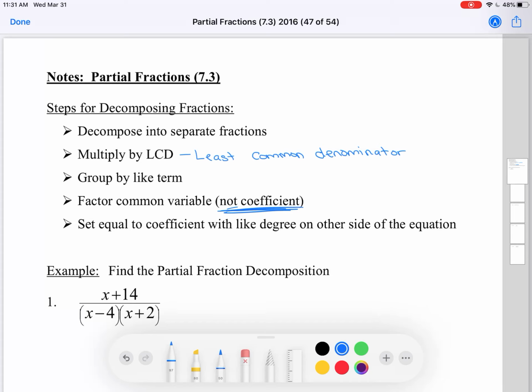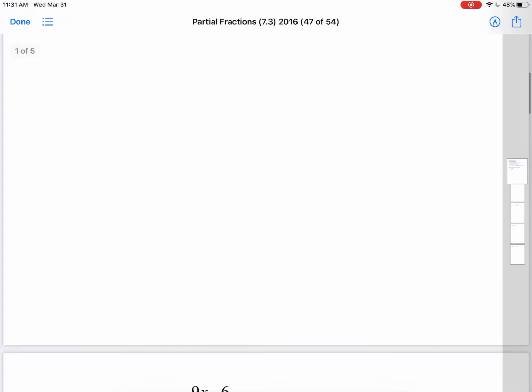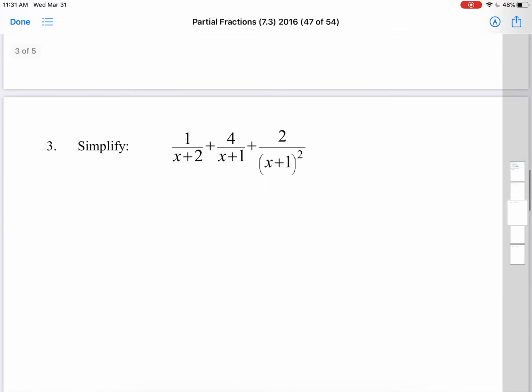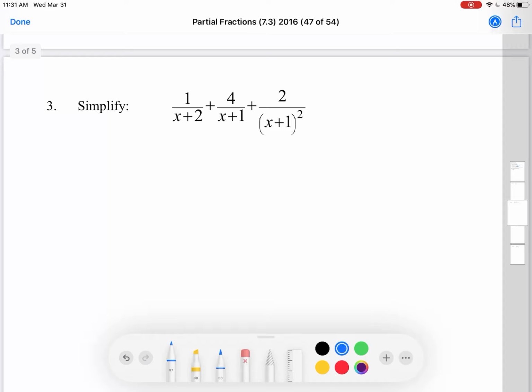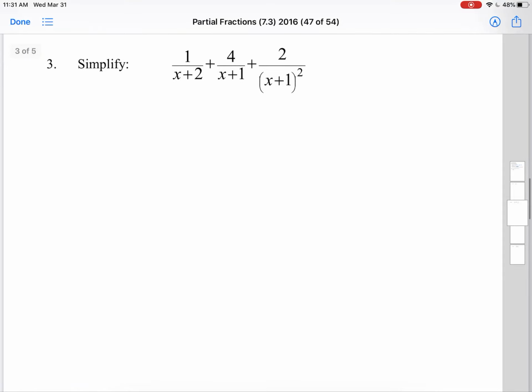So in essence, we're going to be decomposing fractions. We're going to have one main giant fraction, if you look at example 1 there, and we're going to break it down into its parts. Before we even get started, I want you to look at question 3 in these notes. We have seen questions like this in the past, maybe not as complex.